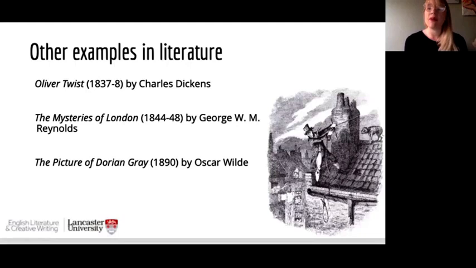And then a text you might be more familiar with at the end of the century is The Picture of Dorian Gray by Oscar Wilde. Okay. There are many more modern day examples of urban Gothic as well in crime fiction, or for example, something like Gotham City in Batman is an example of urban Gothic as well.